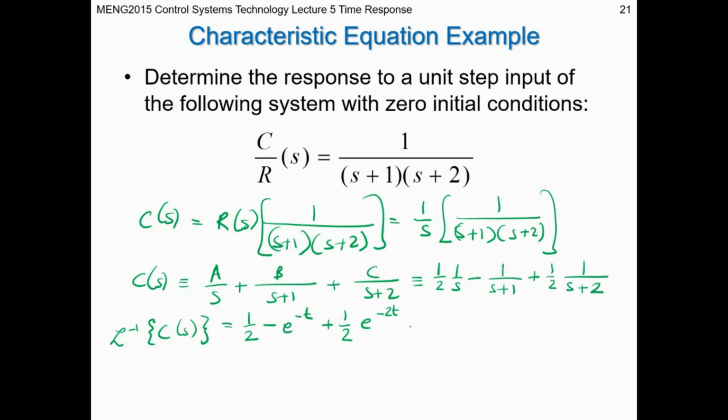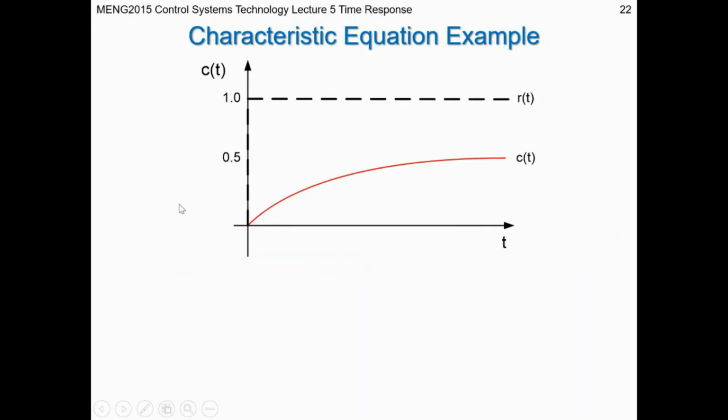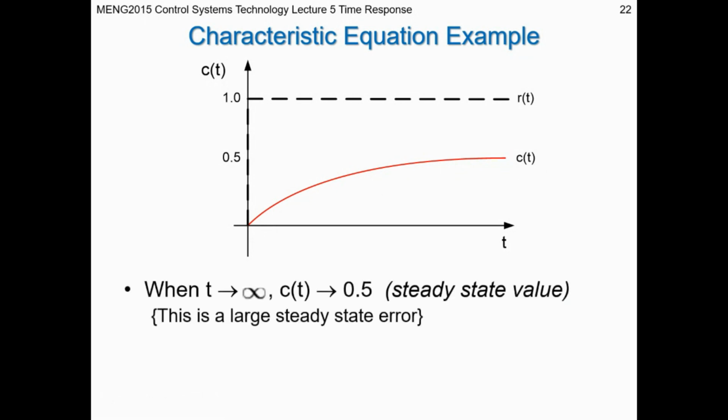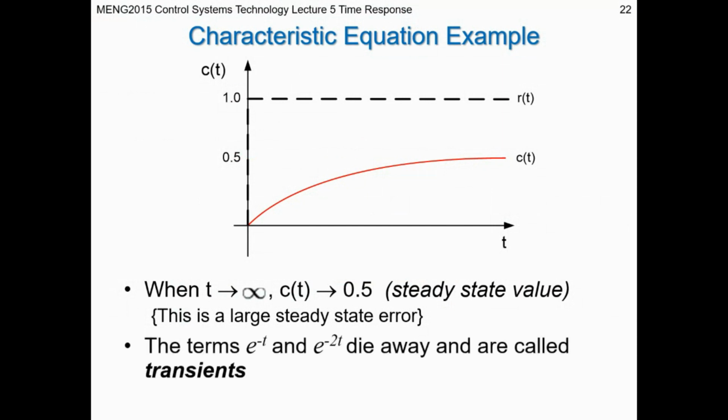So this is the form of our output. When we plot this now, this is what we're going to get as our output. That's exactly what's happened here. You see it leveling off at 0. That's the final value. There's a large steady state error. You can certainly see that. And those terms, the e to the minus t and the e to the minus 2t, both of those die away. Those ones are called transients, and they die away.